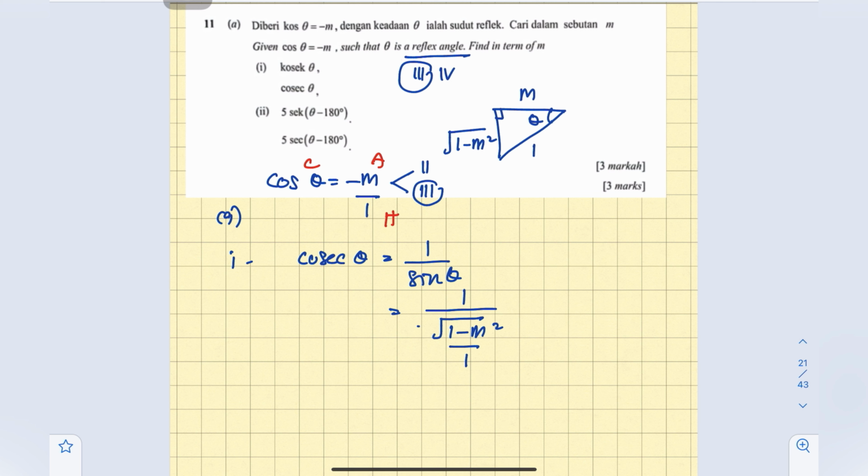In quadrant 3, sin is negative. Then we simplify, and we get negative 1 over √(1 − m²).